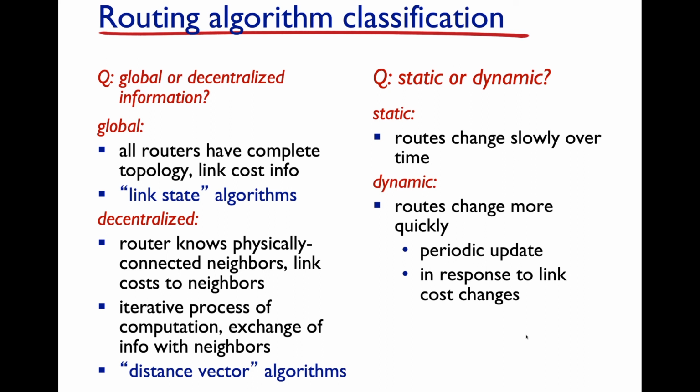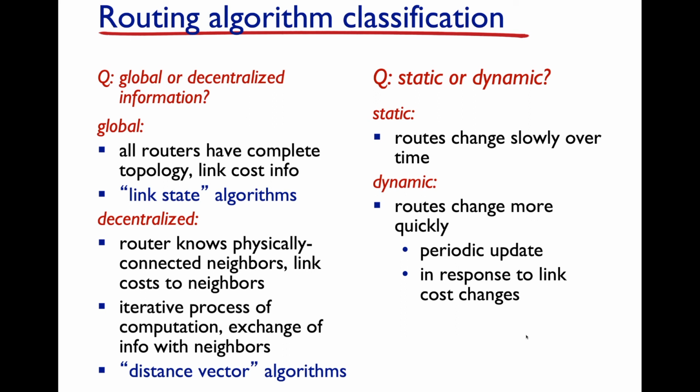Global algorithms are such that all the routers have complete information about the link cost for the entire network, this so-called topology. And link state algorithms do this. They gather all of the quote-unquote link state, i.e. the cost or traffic or congestion conditions associated with every link on the network.